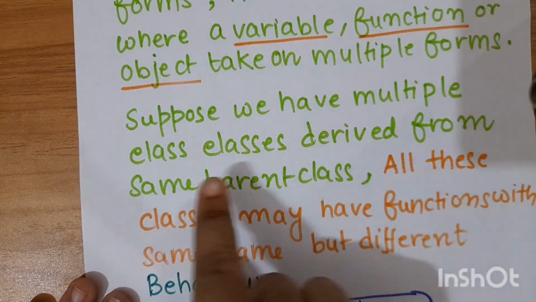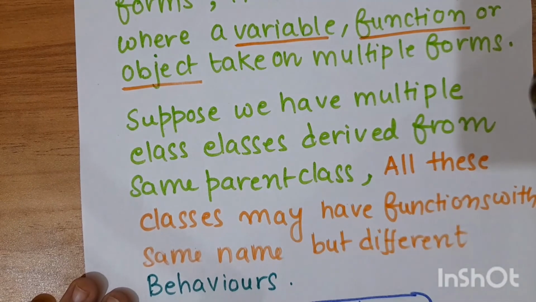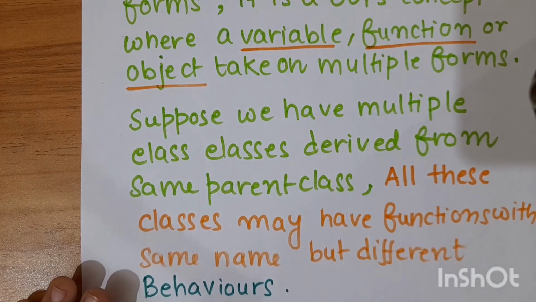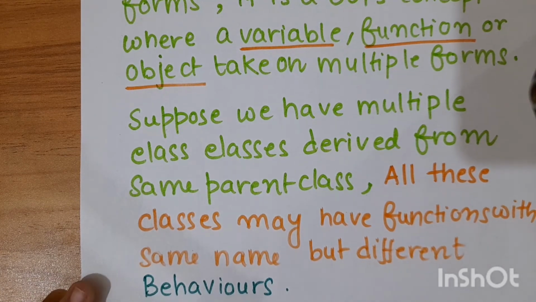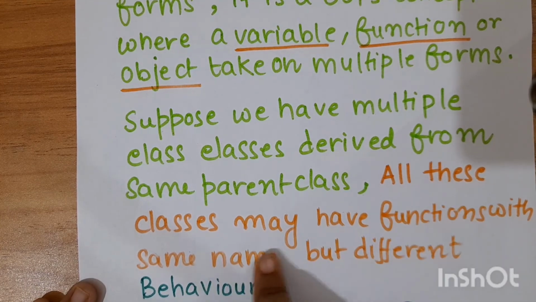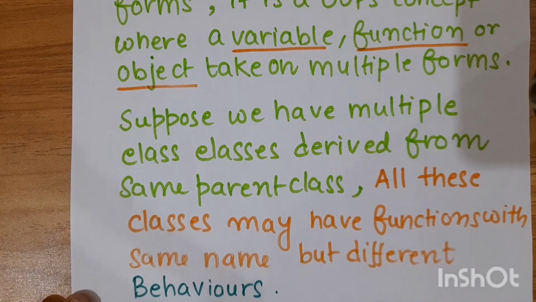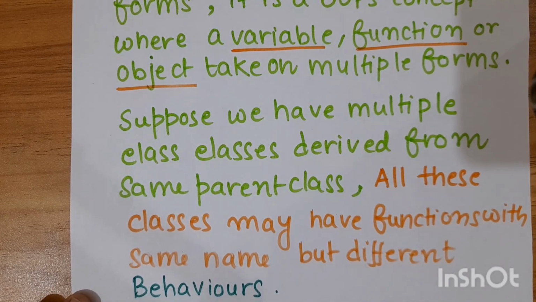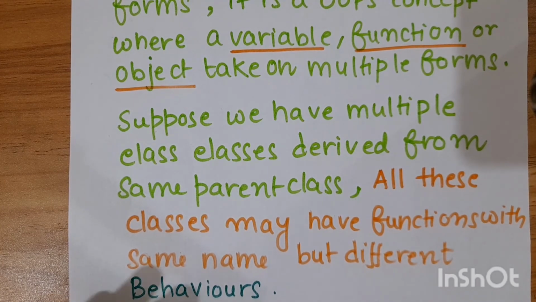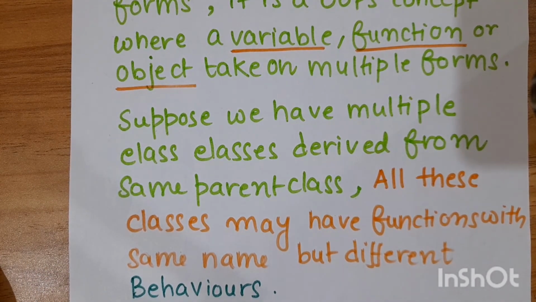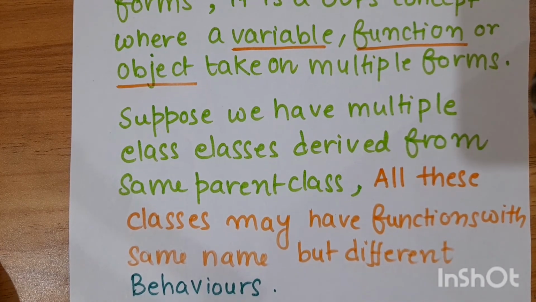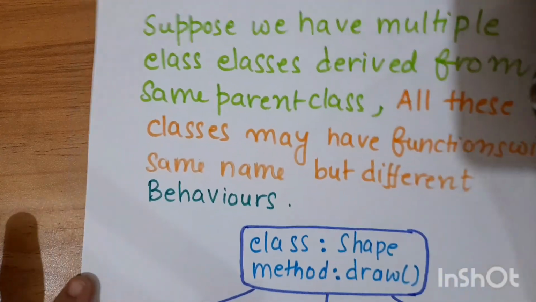Suppose we have multiple classes derived from the same parent class, just like we saw, the animal class will have cow and lion. So cow and lion both are derived from the animal class. All these classes may have a function with the same name. Suppose eat was the function common to both cow and lion, but with different behavior. The domestic animal, cow, eats different things, whereas the lion, a carnivorous, wild animal, eats different things. So different food they eat, so different behavior.